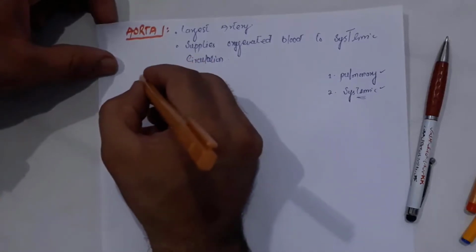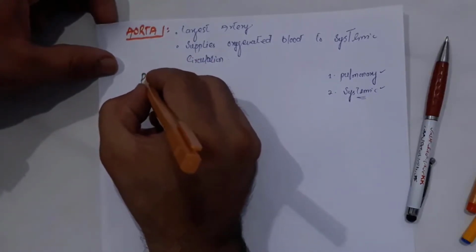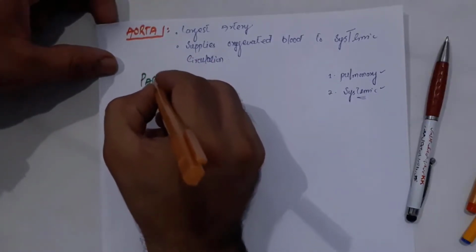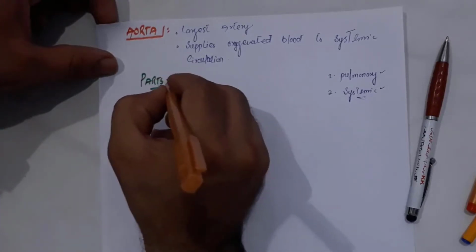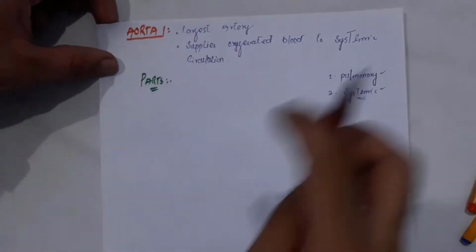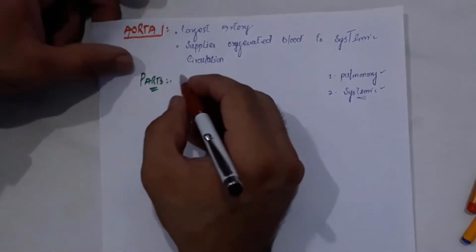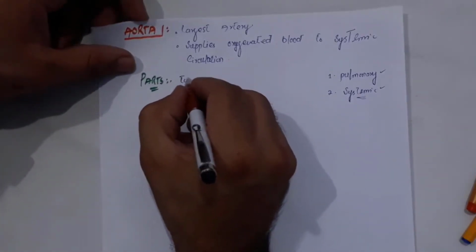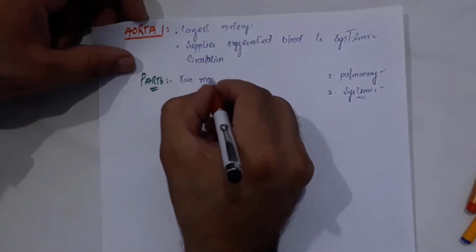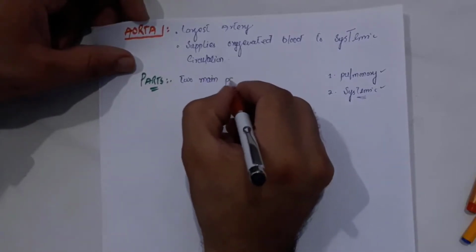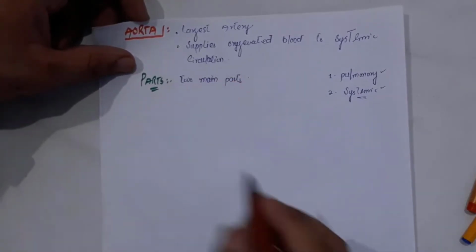So the next point about the aorta is how many parts it has. The parts of the aorta. Dear friends, the aorta is divided into two main parts, right? And what are those parts? I will mention them right now.